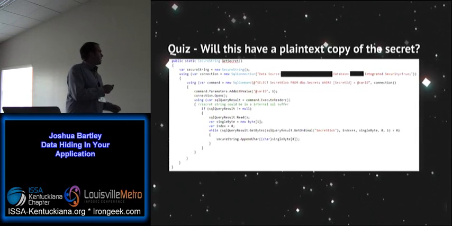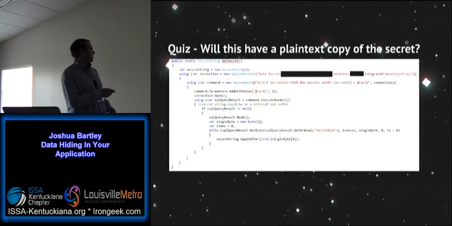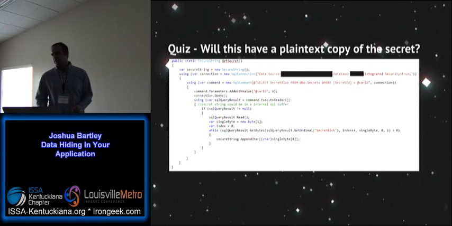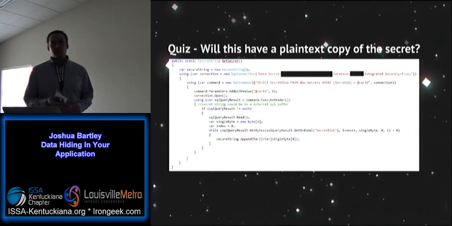Quick quiz. Will this have a plain text copy of the secret? So what this is doing is it's connecting to SQL. It's saying, I want this secret stored from my secret store of secret ID, whatever one it happens to be in this case. You're basically saying, give me the value of my secret, one byte at a time and adding it to the secure string. When this exits, what do you think happens? What do you think's in memory?